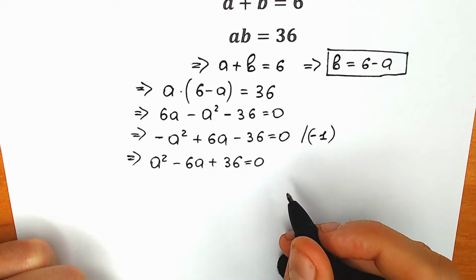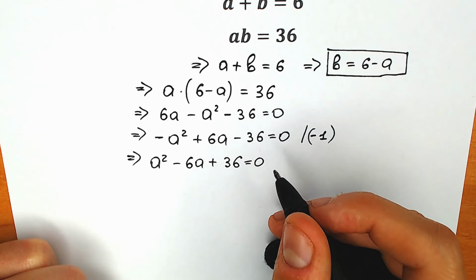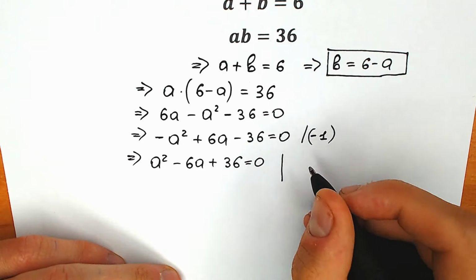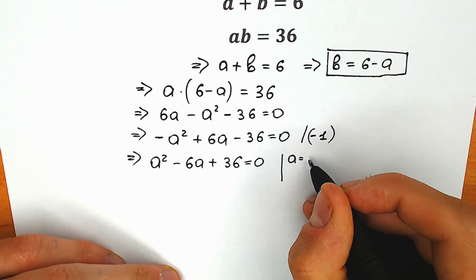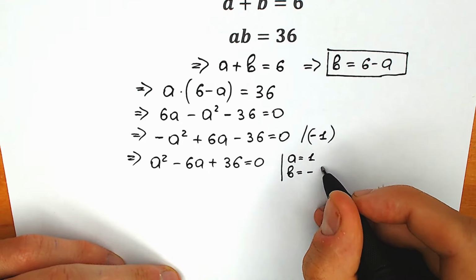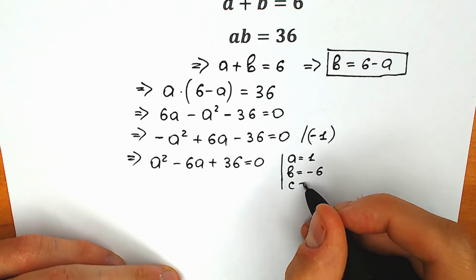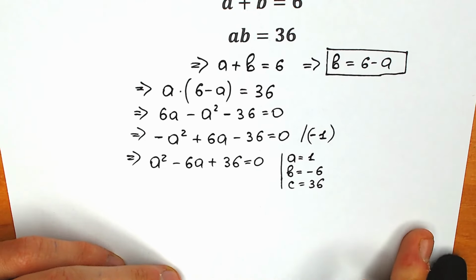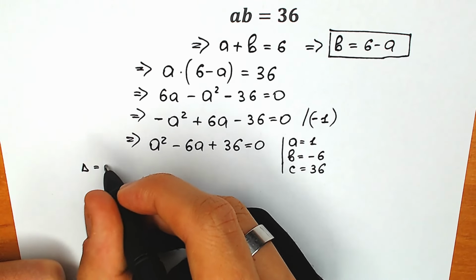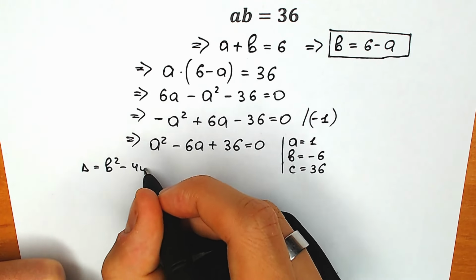Right now let's solve it. Of course, there are a lot of ways we can solve it, but I suggest you solve this question with the basic method of coefficients. So we know that a equals 1, b equals minus 6, and c equals 36. We know these coefficients, and right now I want to start with the discriminant. So the discriminant equals b squared minus 4ac.